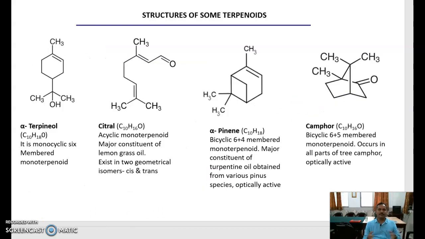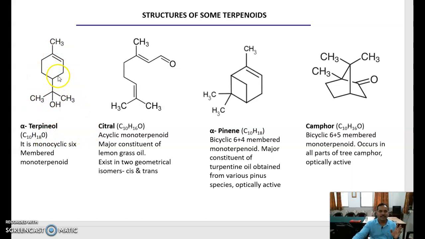Now moving further, let's see some structures of terpenoids. These are some common terpenoids which are found in your syllabus, which are there in nature, and these are the important structures you have to remember. The first one is alpha terpineol. Its molecular formula is C10H18O. This monocyclic 6-membered monoterpenoid you have to remember.